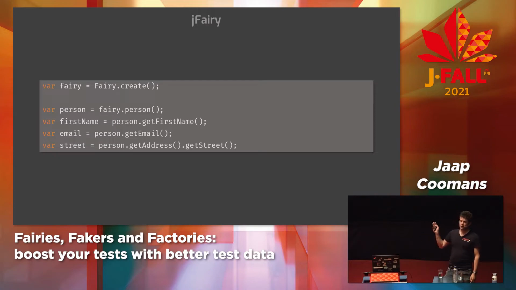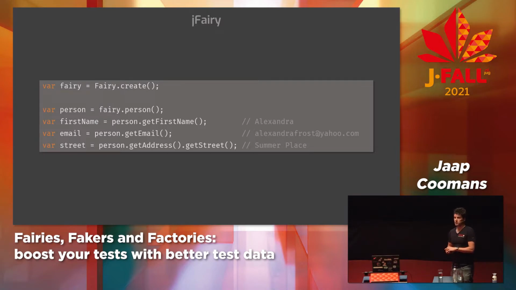Again, this example looks familiar by now, I think. You create a new Fairy object, and from there you can start generating data. And in this case, I call fairy.person, which gives me a person object from the jFairy API. So not my own person class, but a jFairy person. And I can then query that person. It's a fully populated object with, for instance, again, first name, email, and street. And when I run it, I get something like this.